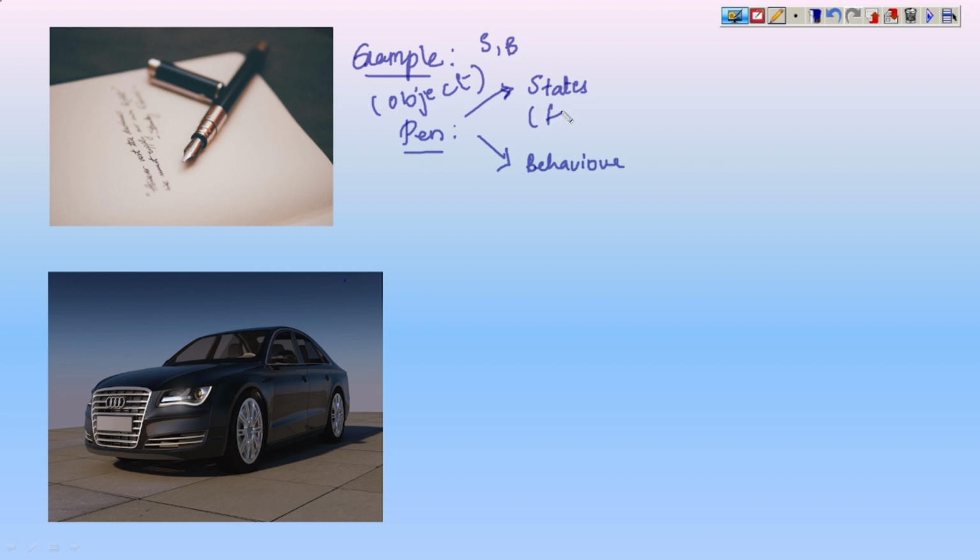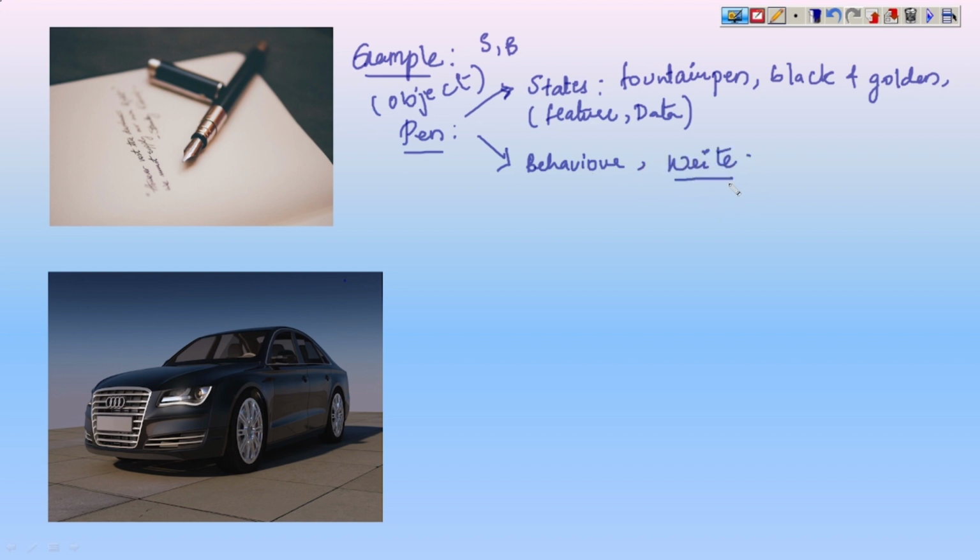Now what is a state and what is behavior? States are the features of your pen, or the data or information about your pen, known as the states. For example, this is a fountain pen, that is the type. Color of the pen is black and golden. Behavior: what does this pen do? The pen writes. So this is the method, the behavior of your object.